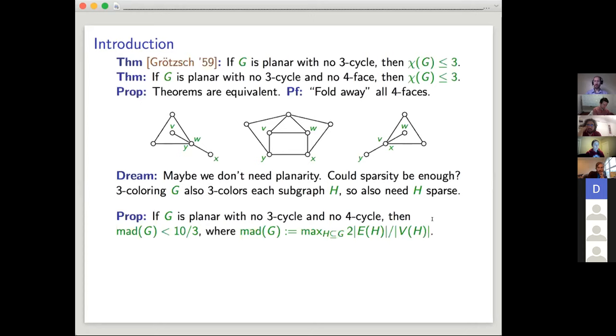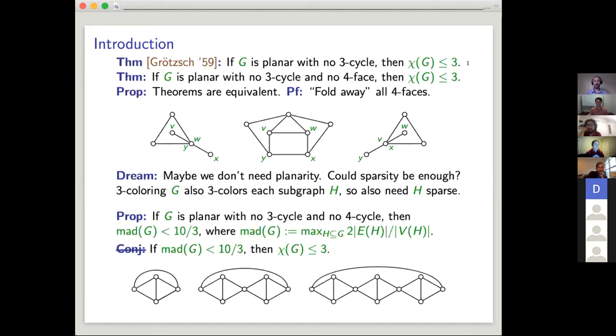So this is fairly straightforward to show. And we might say, well, maybe it's enough just to have max average degree less than 10 thirds, and then we could get that it's three colorable. That would be great. So we go ahead and make this conjecture: if the max average degree is less than 10 thirds, then the chromatic number is at most 3. And we're very excited about our conjecture until we run into graphs like K4. K4 is 3 regular, and so it has average degree and max average degree 3, which is obviously less than 10 thirds. And K4 is not 3 colorable, obviously.